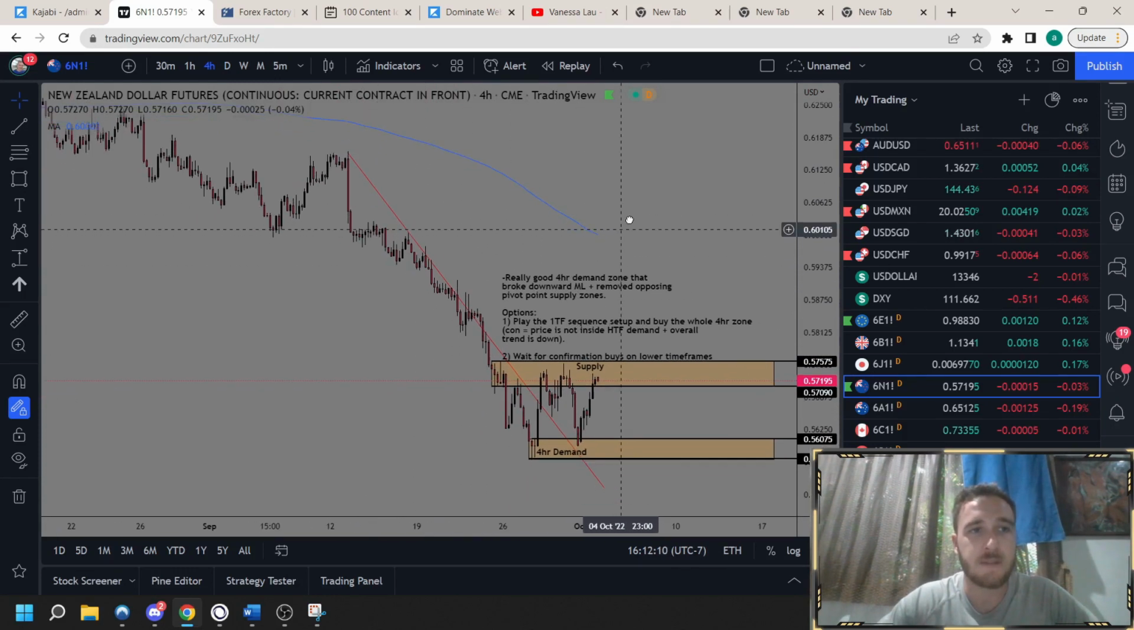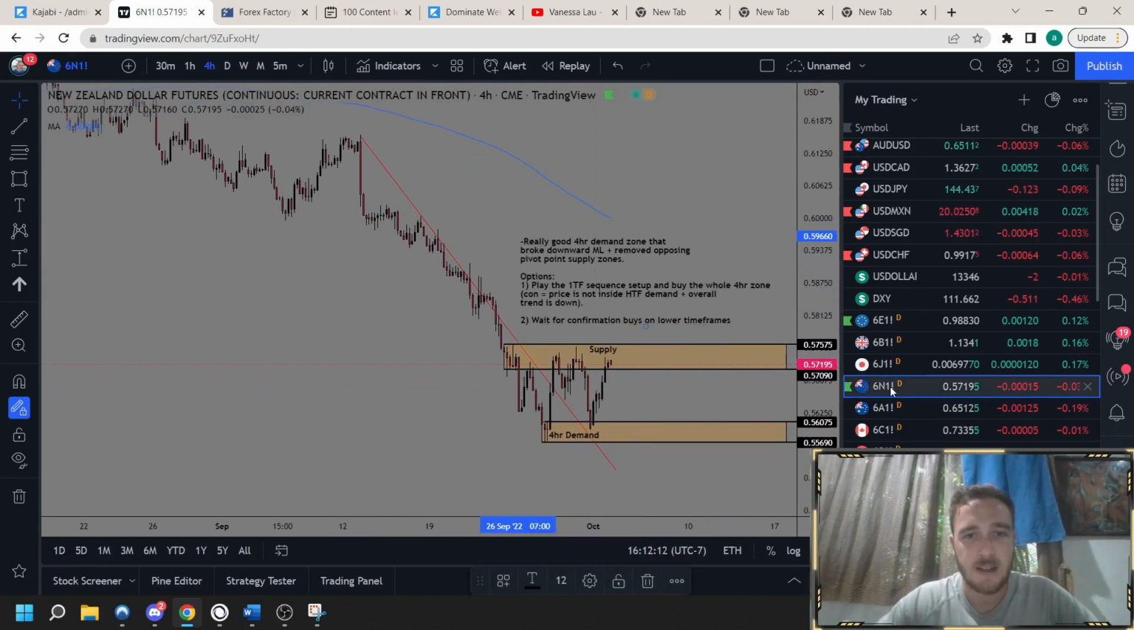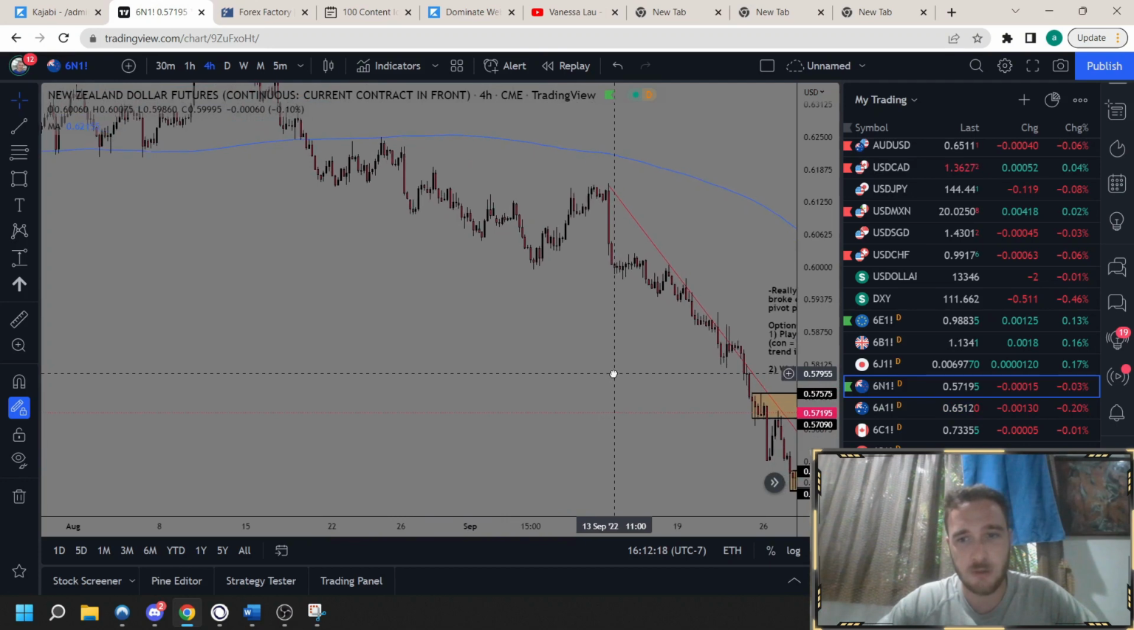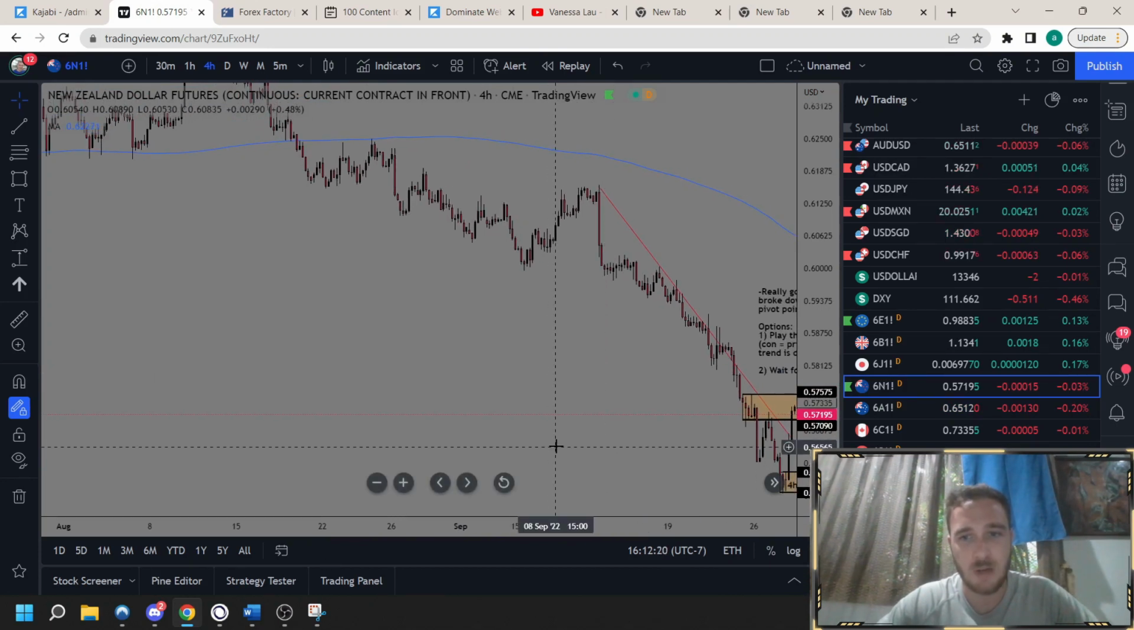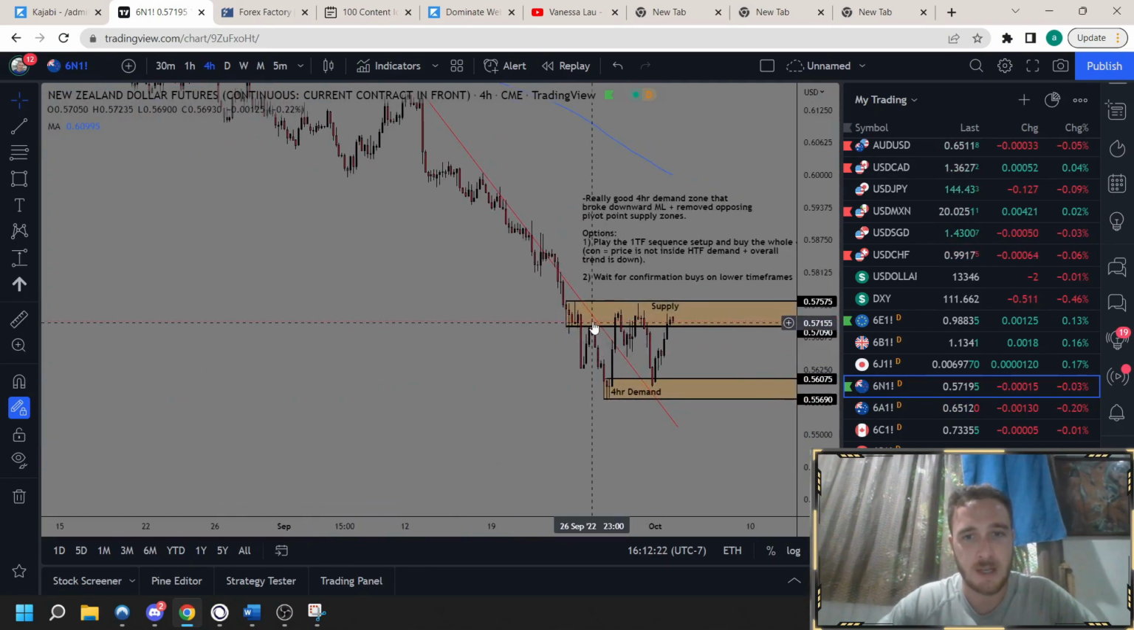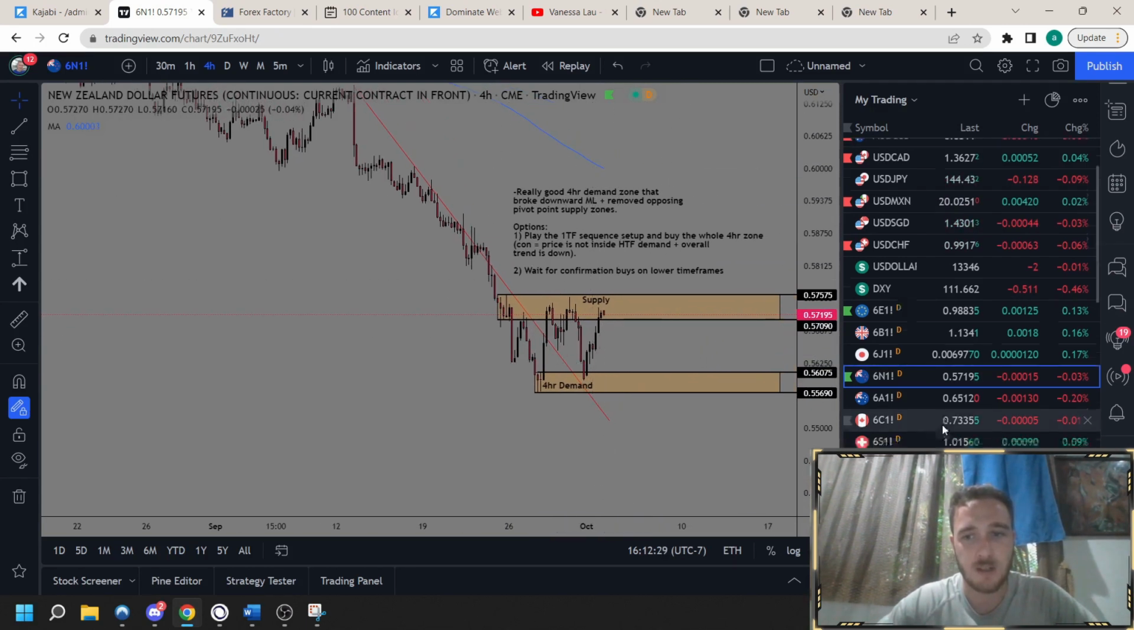What was the difference though between New Zealand here and cotton? Well, New Zealand's not sitting inside higher time frame demand. It was grinding down like that. What do I want to see? I want to see a very strong move to the upside, breaking trend, removing zone, quality zone, and trade the pullback. It's exactly what I want to see.